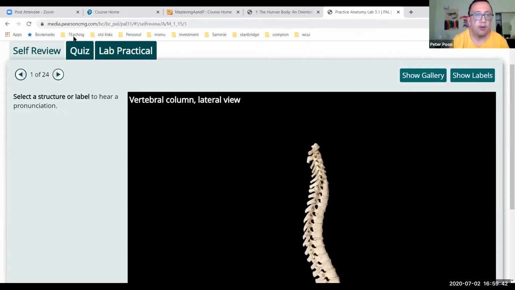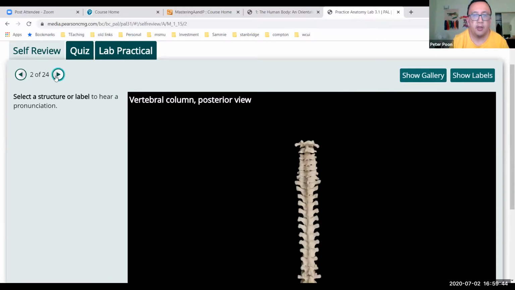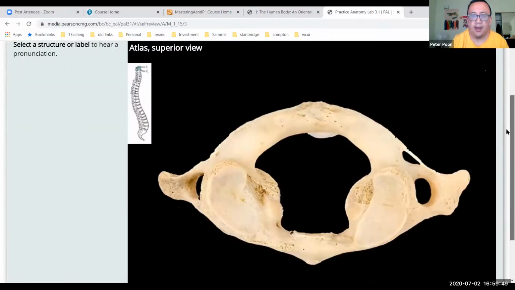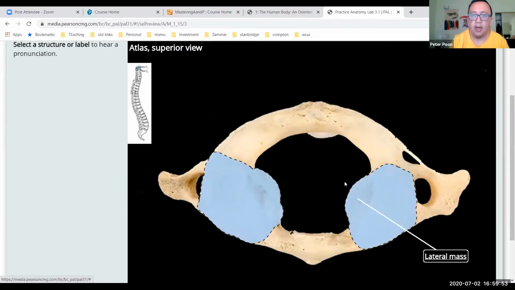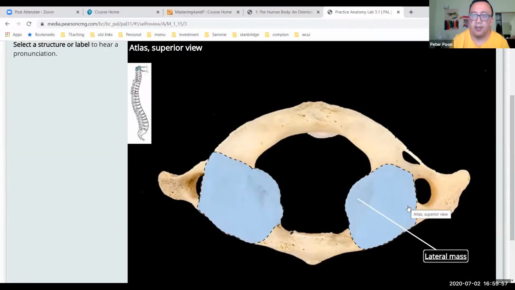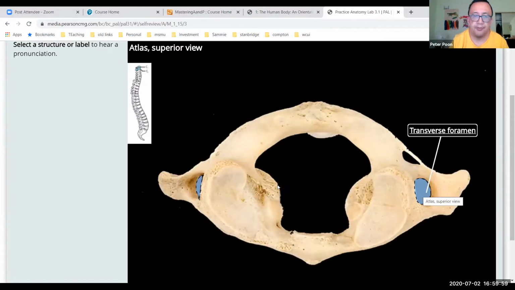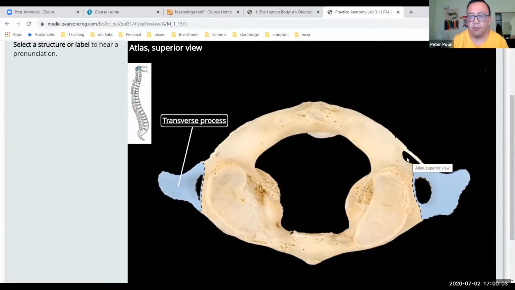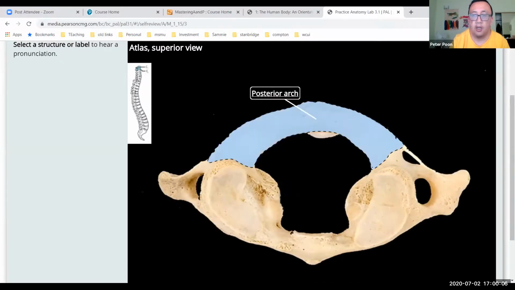So let's go through one of these vertebrae. Okay, so this is the atlas. Remember, there's no body, and there's no spine. So, transverse foramen. That's nothing, that's just a weird little thing that I got attached.